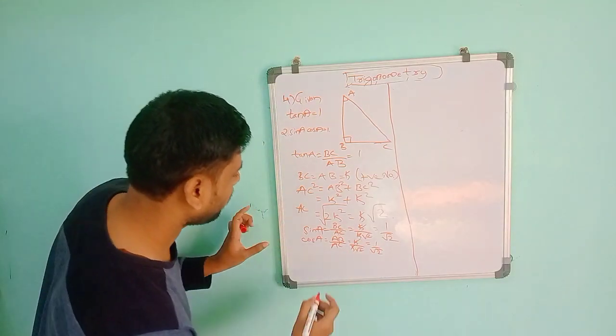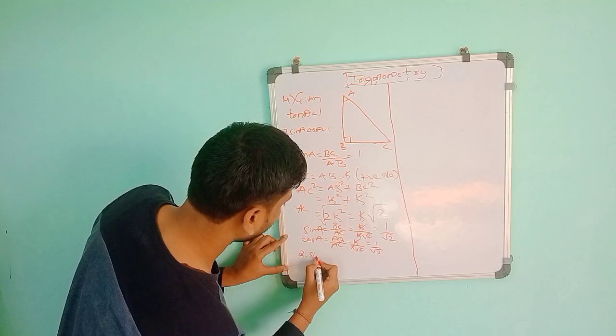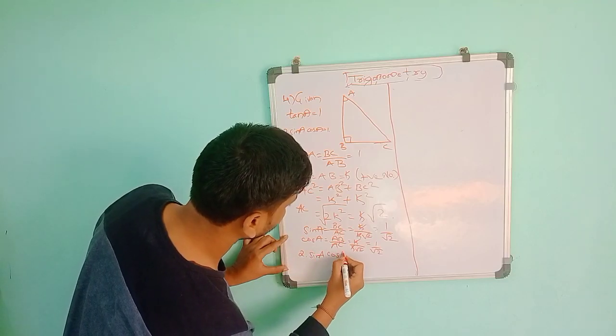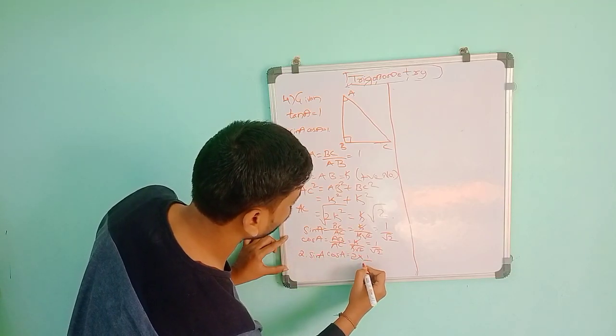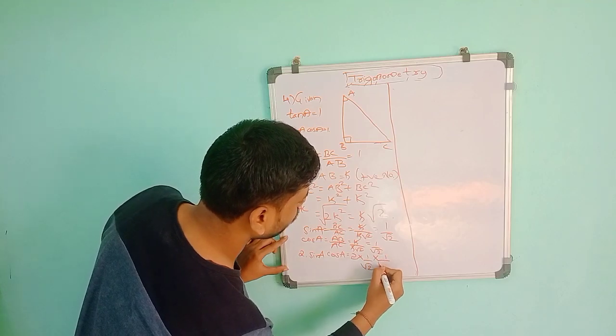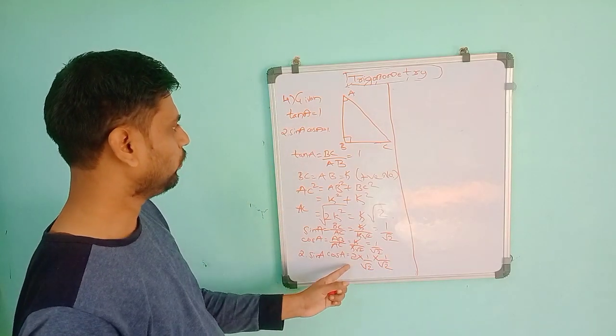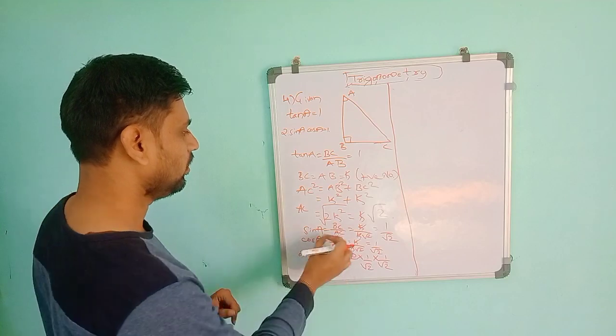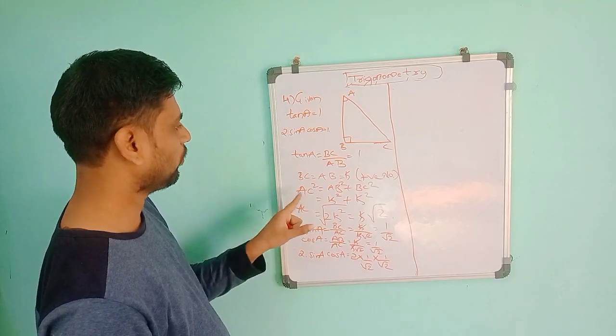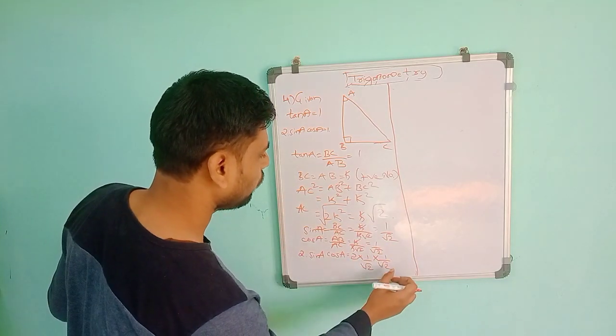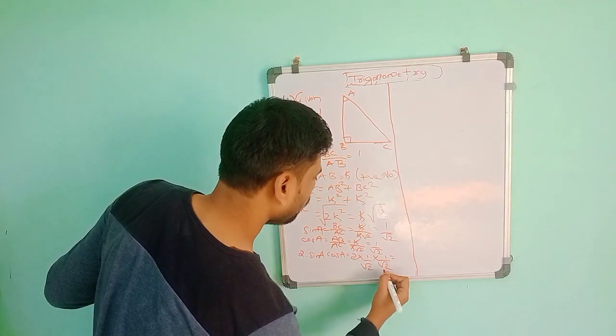So if you take the value of 2 sin A cos A, it will be 2 into 1 by root 2 into 1 by root 2. Sin A is 1 by root 2, and cos A is 1 by root 2. So 1 by root 2 into 1 by root 2, and root 2 into root 2 will become 2.